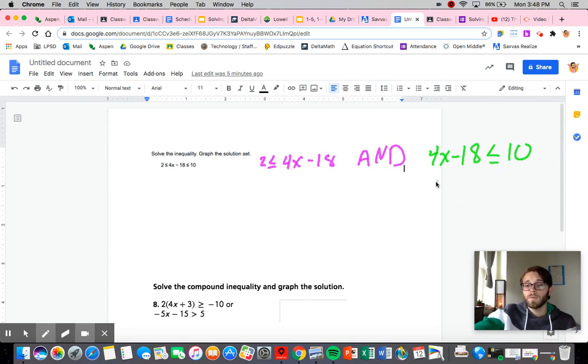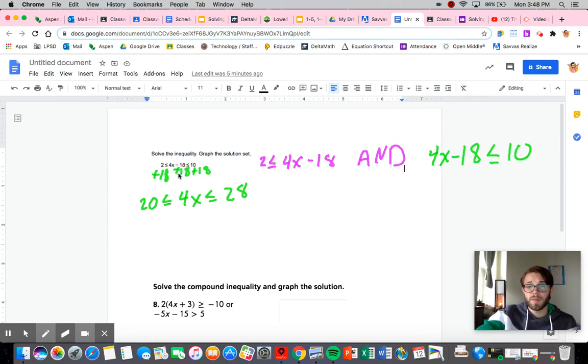Or what you can do is you can do it all in one go, all right? And I personally like to do it all in one go. It's a little bit of a time saver, but if you are feeling more comfortable with the other way, go ahead and use that. So I can add 18 over here. And we need to be careful, right? Because this is essentially two different problems. So I also have to add it over here onto the other side of the inequality as well. So I get 20 is less than or equal to 4x, which is less than or equal to 28.